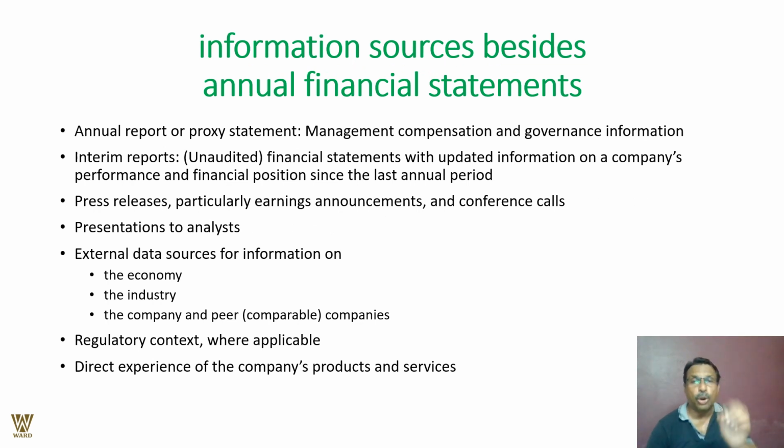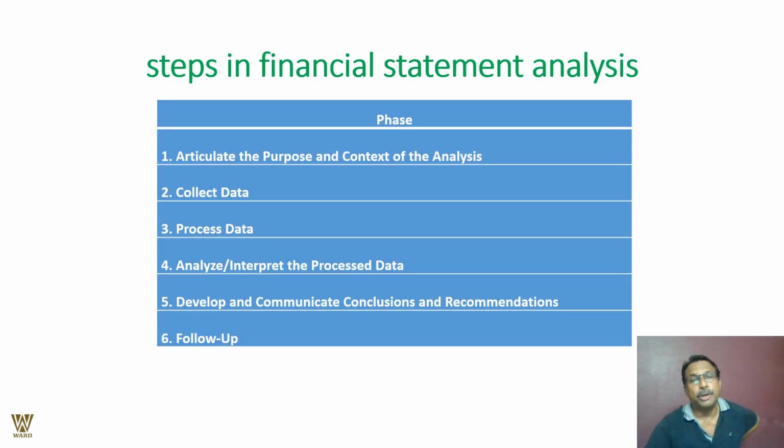What does the information include? Besides the annual financial statements, there is the annual report or proxy statement, management compensation, and perhaps governance information. There are interim reports, which are unaudited financial statements with updated information on the company's performance and financial position since the last annual period. There are press releases, particularly earnings announcements and conference calls, and presentations to analysts. There are external data sources for information on the economy, the industry, and the company, and definitely the regulatory context wherever applicable. Finally, there are direct experiences of the company's products and services.